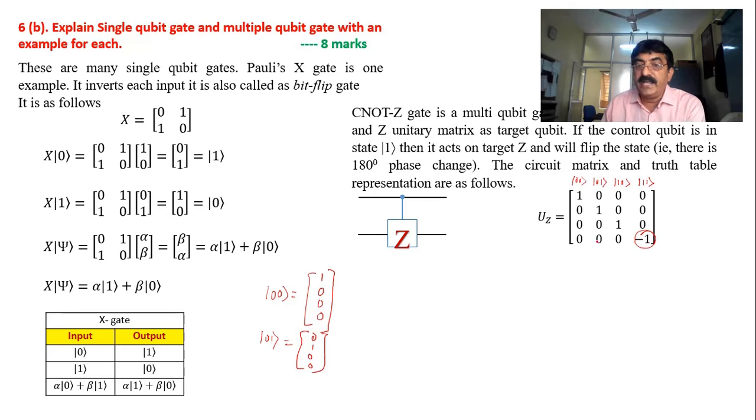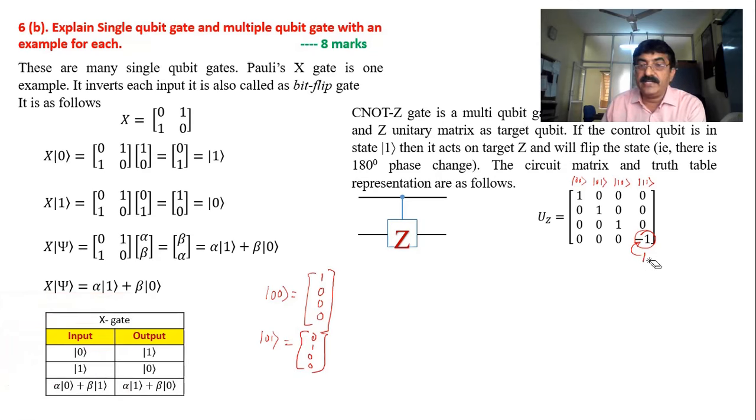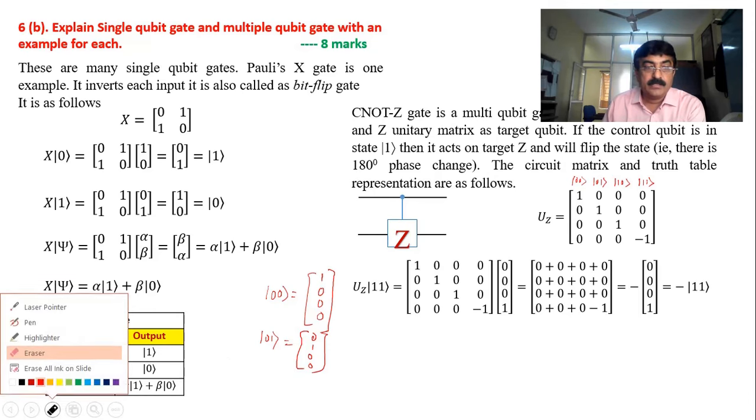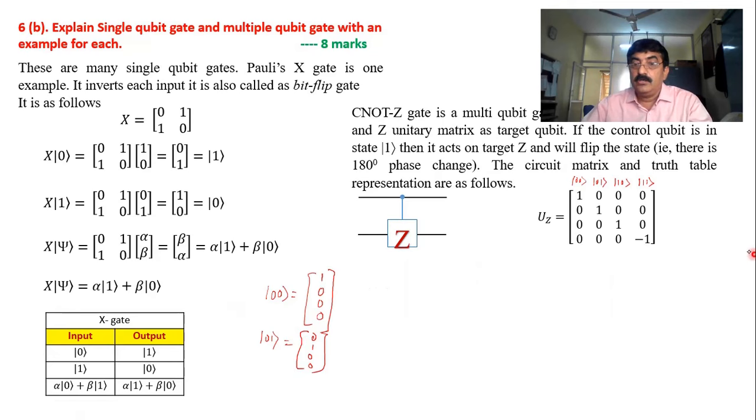But in the Z gate, that 1 changes to -1. That is the definition of Z. So in the Z gate, the ket 1 1 state flips to the -1 1 1 state. Well, so for 1 1, this is plus 1, and it becomes -1. Now this is the matrix form.